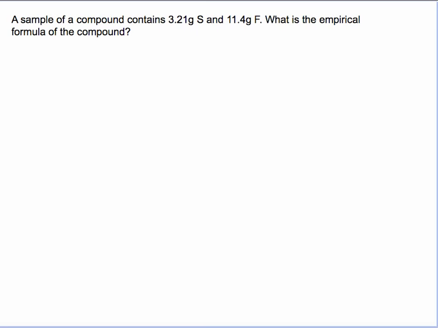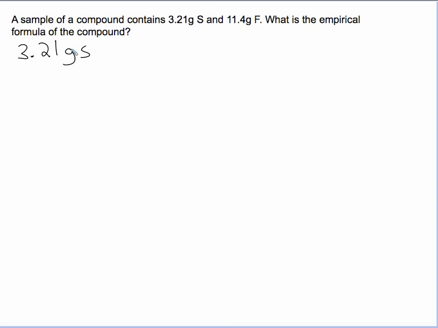Okay, this video has to do with calculating an empirical formula. So when you get a problem and it gives you the grams, the thing is the empirical formula is the simplest whole number mole ratio. So what you've got to do is change all your gram data into mole data and figure out the simplest ratio. So what I would do first is start off with 3.21 grams of sulfur.